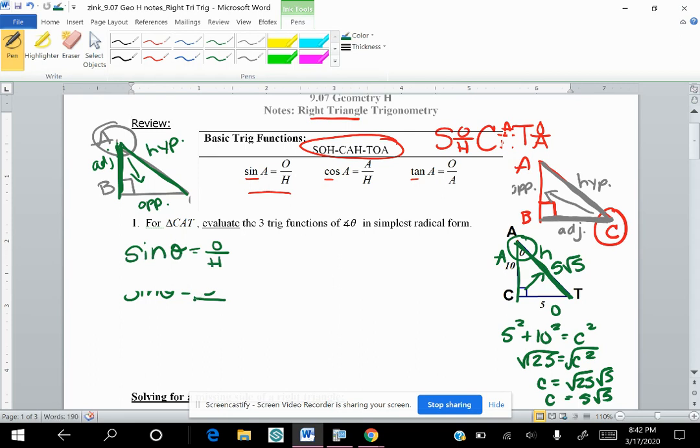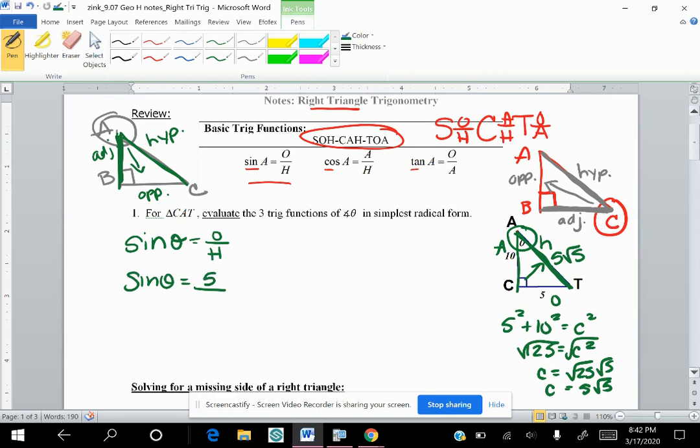So my sine theta will be 5 over 5 radical 5, and I want to simplify that. My two 5's can cancel out, leaving me with 1 over radical 5. I can't leave a radical in the denominator, so I multiply the top and the bottom by radical 5. That leaves me with radical 5 over radical 5 times radical 5. You might be thinking that's radical 25. And what's the square root of 25? It's 5.